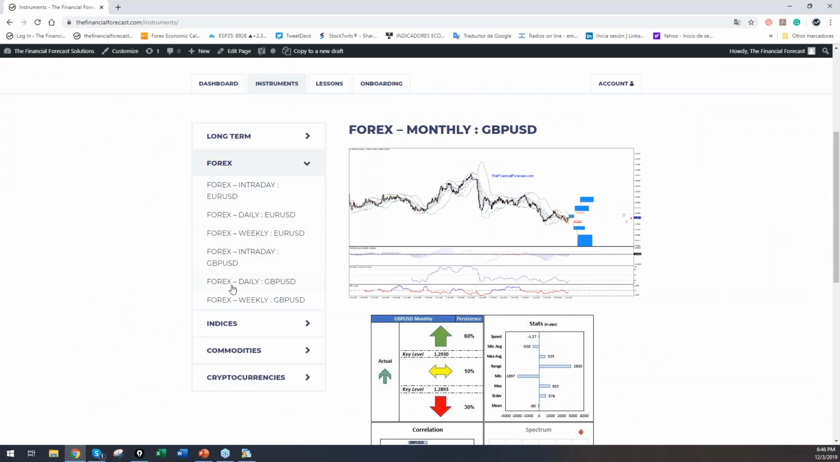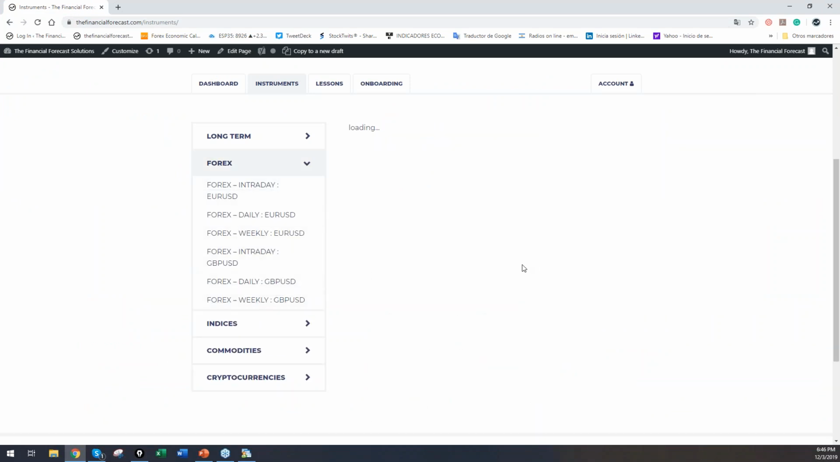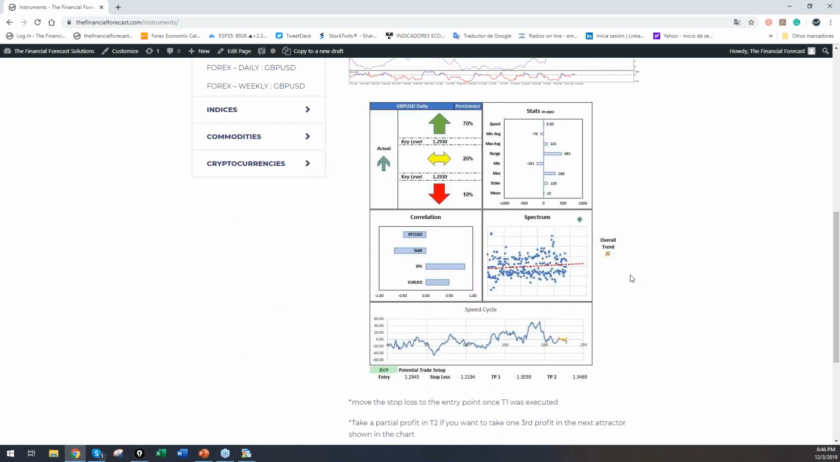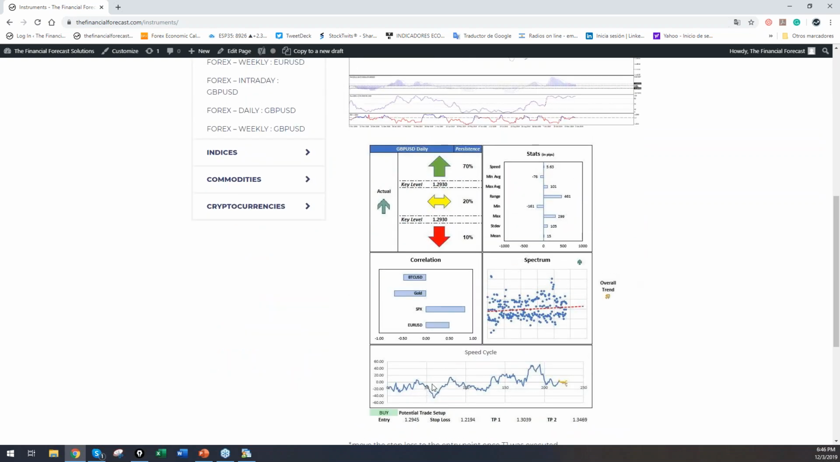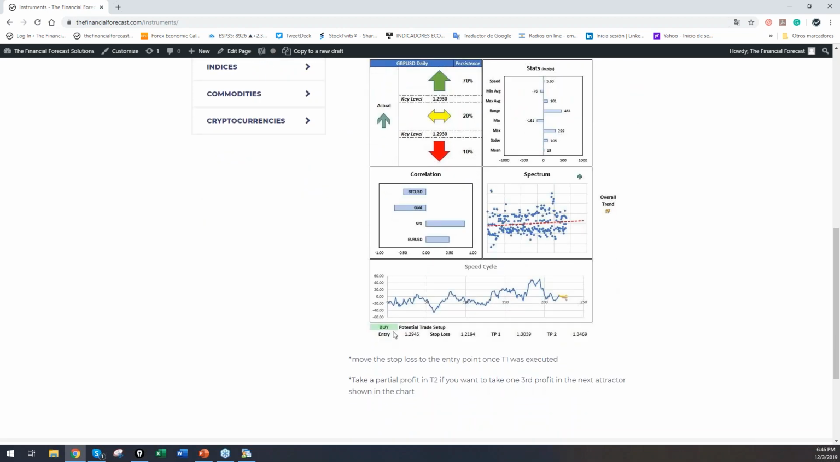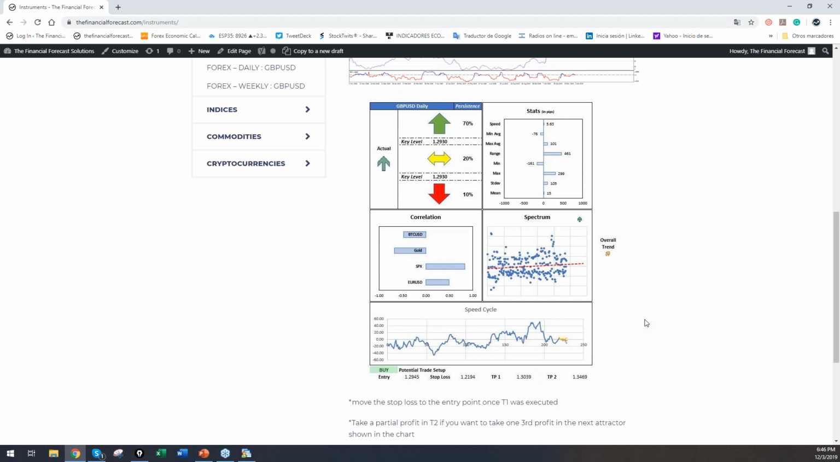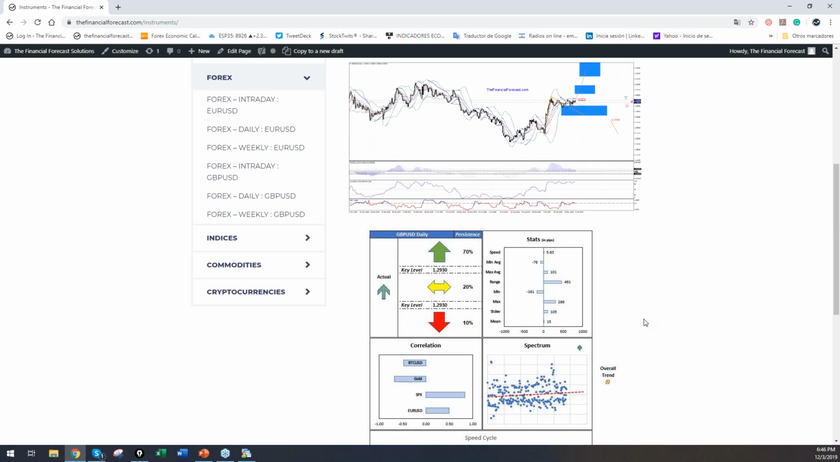Forex daily, pound. Okay, so our algorithm recommended a buy. This was already shot at 1.2945. Why? Because the trend is upward. With the first take profit at 130.39 for this time frame and 134.69 the second take profit. Okay, you can place as many take profits as you want.